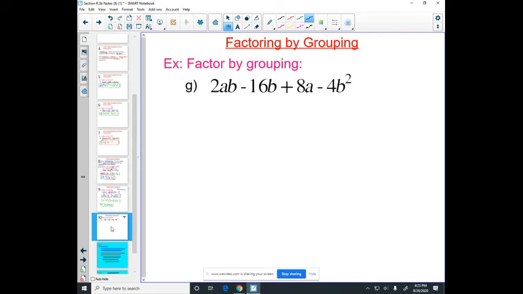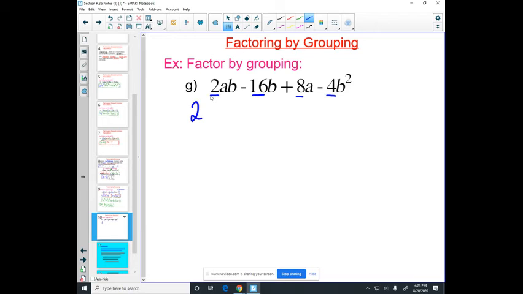Factor by grouping. On this one, let's look at all of them. 2, 16, 8, and negative 4. What are they all divisible by? Let's pull that out first out of all of them. Looks like they are divisible by 2, so we can pull out a 2.